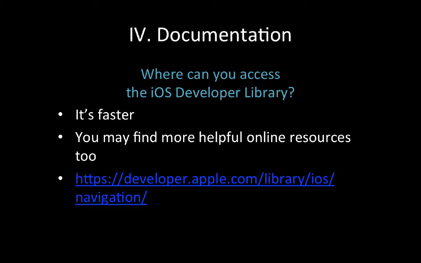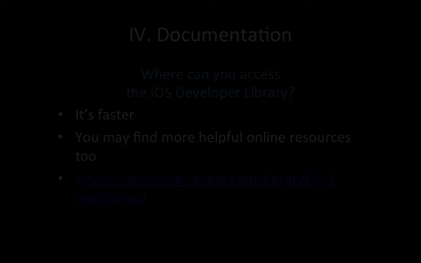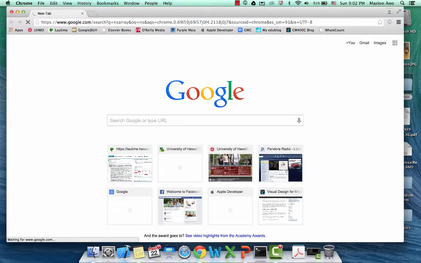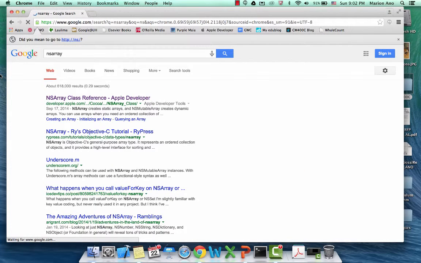Where can you access it? You can just do an online search because it's faster, and you may find more helpful online resources too. So you don't have to necessarily look at the Apple Developer Library. You can just Google any question you have, and there will definitely be information. Let's look at Apple's documentation on arrays. Usually it'll pop up at the very top here: NSArray, class reference, Apple Developer.